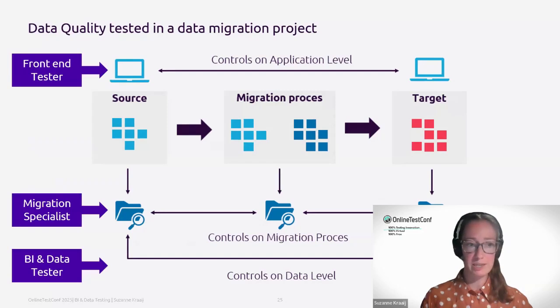Now, if it's a big project, there might also be a BI and data tester that does the data level checks, but both are testing from the backend. And like I said, sometimes the front-end GUI can have an effect on how the data is actually shown to end users. So I think there's also a role for the front-end tester to always make sure to do a check on application level right after migration to really work together with the migration team.